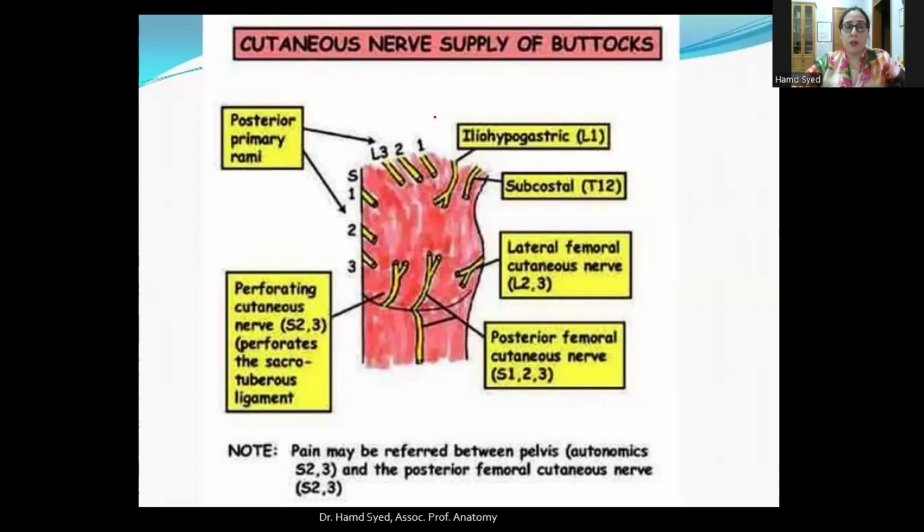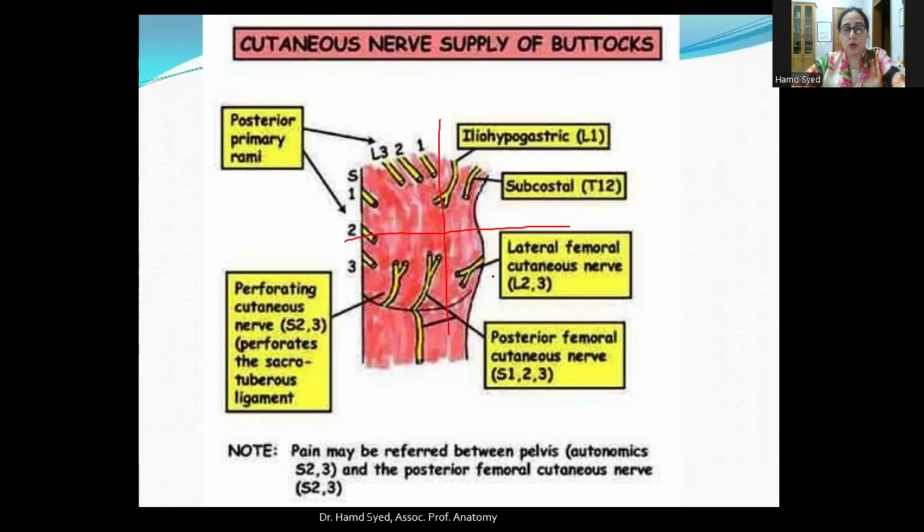To remember the cutaneous nerve supply of the gluteal region, we can simply divide it into 4 regions. Here you can see I'm dividing the gluteal region of the posterior aspect of the right lower limb into 4 regions. The upper outer quadrant has its cutaneous nerve supply through the iliohypogastric and subcostal nerves. The upper medial aspect of the gluteal region is supplied by the first, second, and third lumbar and first, second, and third sacral nerves.